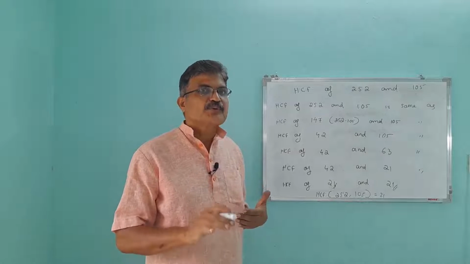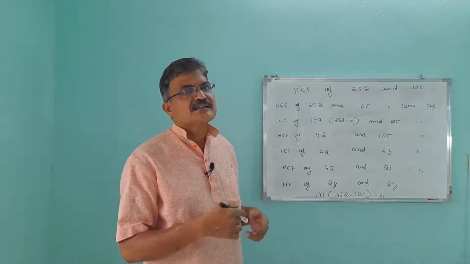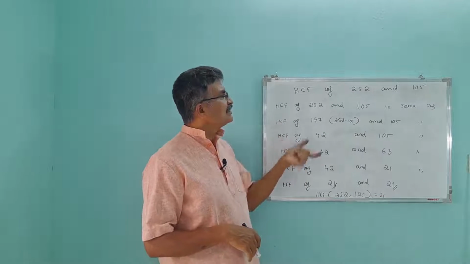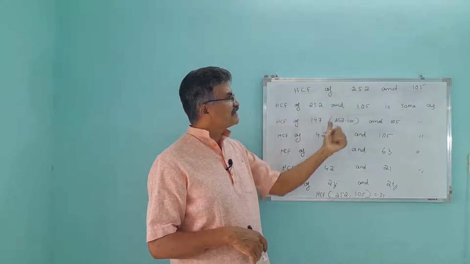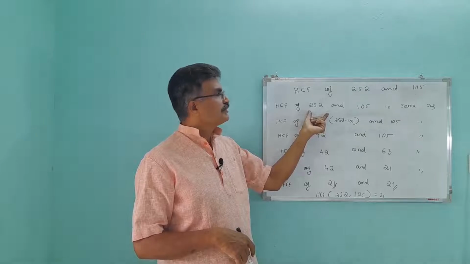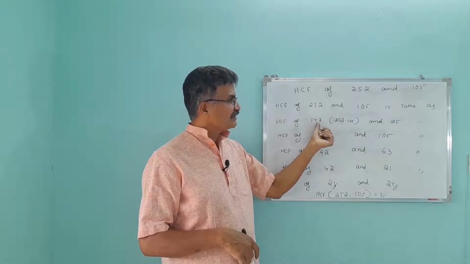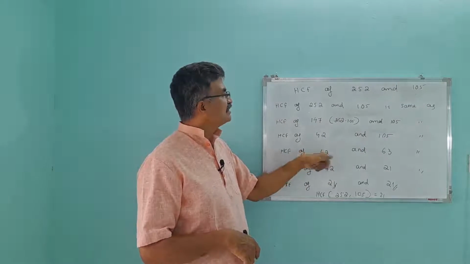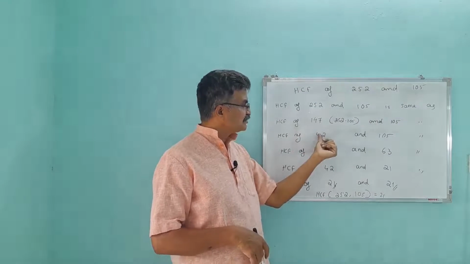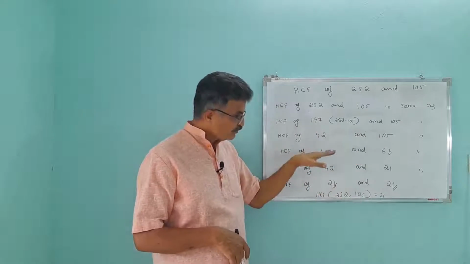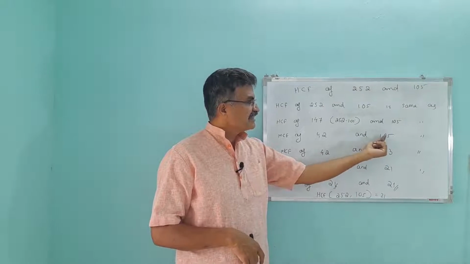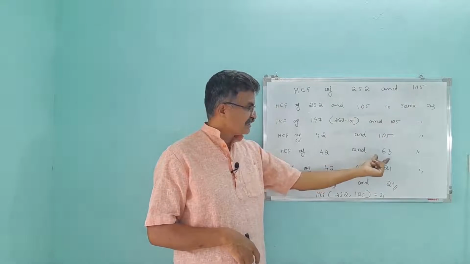We have to study Euclid's division algorithm. That is the method to find the HCF using division. This is subtraction. The HCF of 252 and 105 is the same as replacing the larger number with the difference between the larger and the smaller, that is 147 and 105. Again, replace the larger with the difference between the larger and the smaller. The HCF of that pair is also equal to, replacing the larger with the difference between larger and smaller, that is 63.